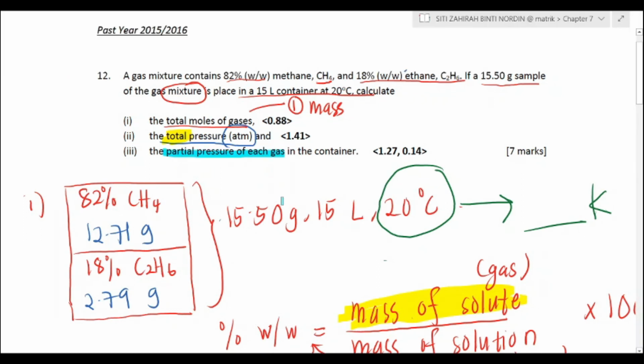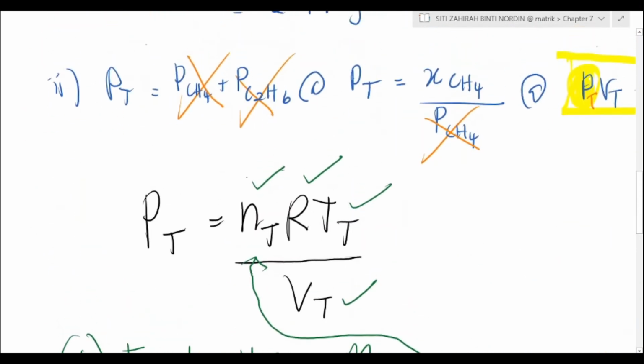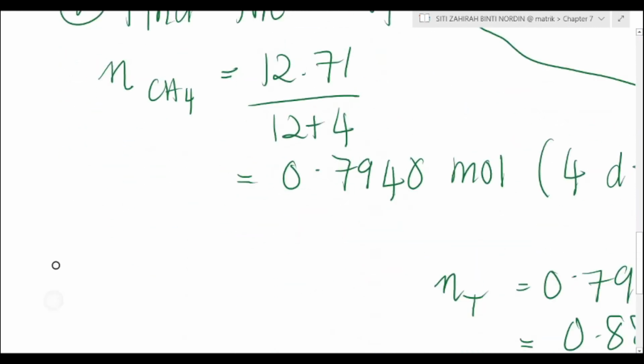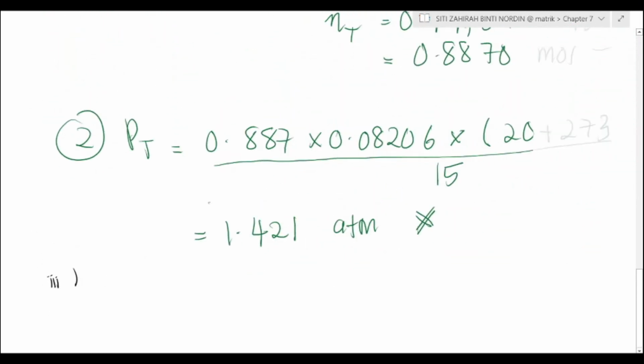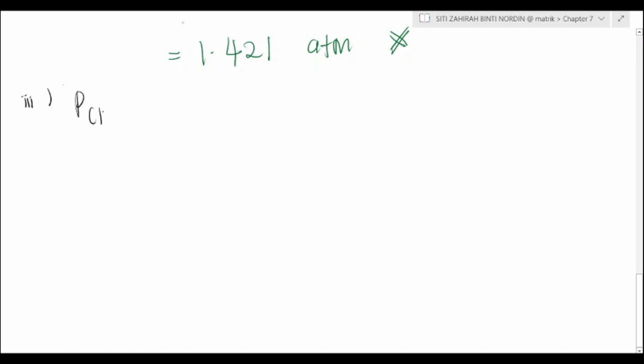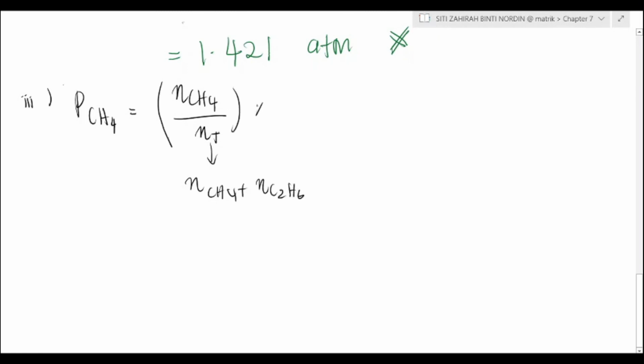Alright, so the third question is to find the partial pressure of each gas. That's why we couldn't use the first and second equation to find the total pressure earlier, because we find it at the last step using the last equation. Now we're going to use Dalton's law formula of partial pressure, the second one, because you've got the mole already. So your partial pressure of CH4 would be the mole of CH4 divided by the mole total, which is the mole of CH4 plus the mole of C2H6, times your total pressure.